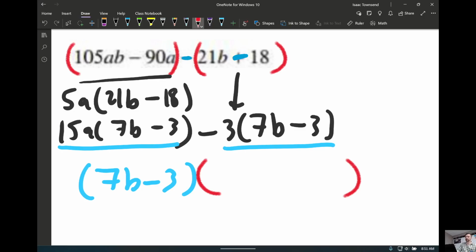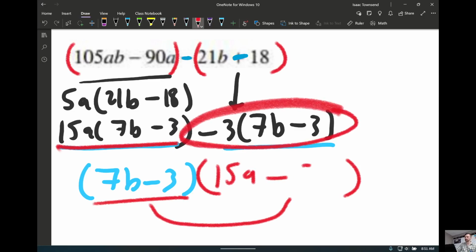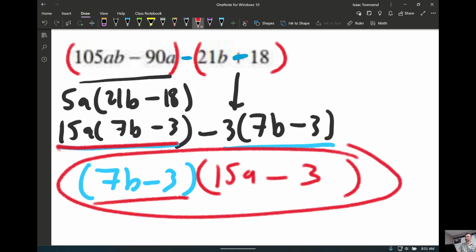7B minus 3 times this is supposed to give me this. So I need a 15A. And then a 7B minus 3 distributed to this is supposed to give me this. So I need a minus 3. Mr. Thompson, I got 7B minus 6. 7B minus 6.